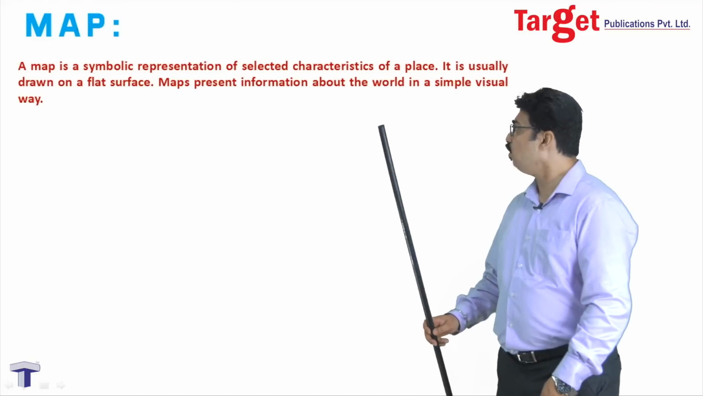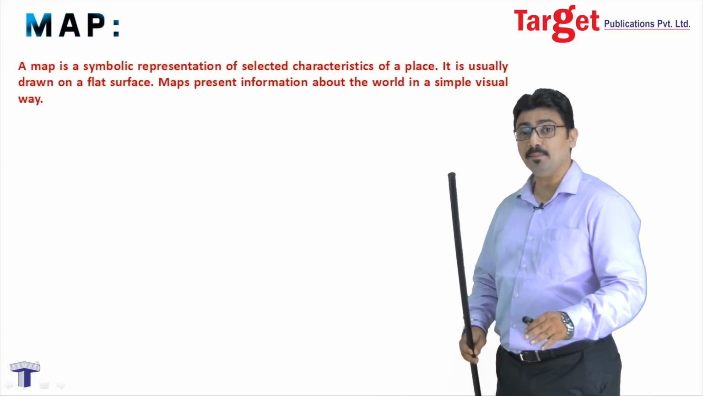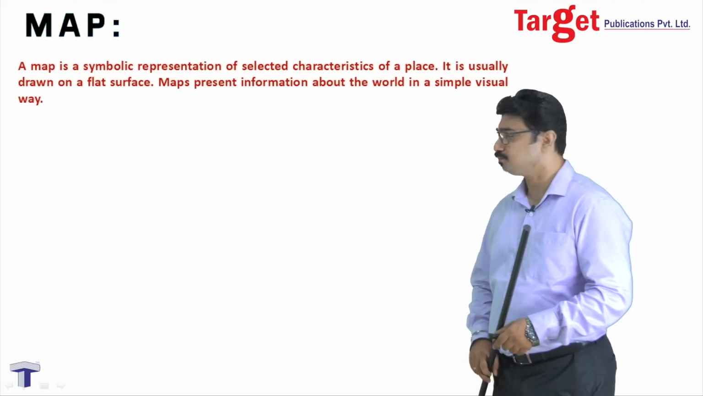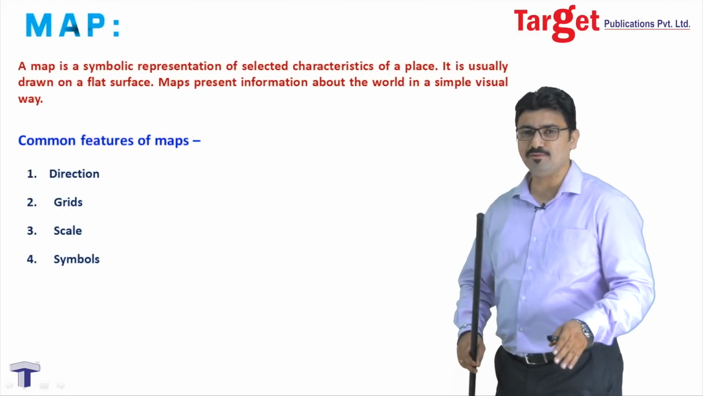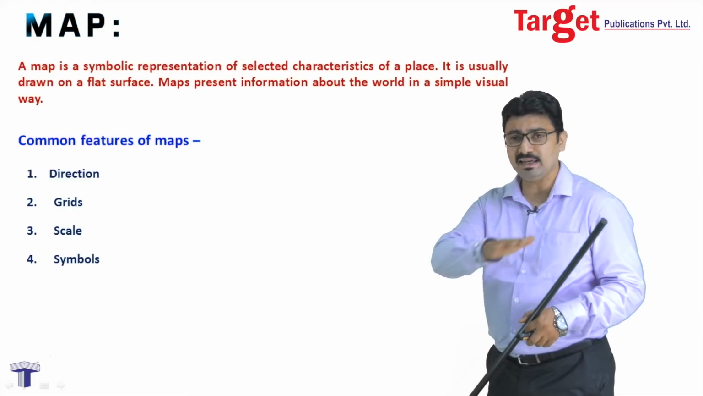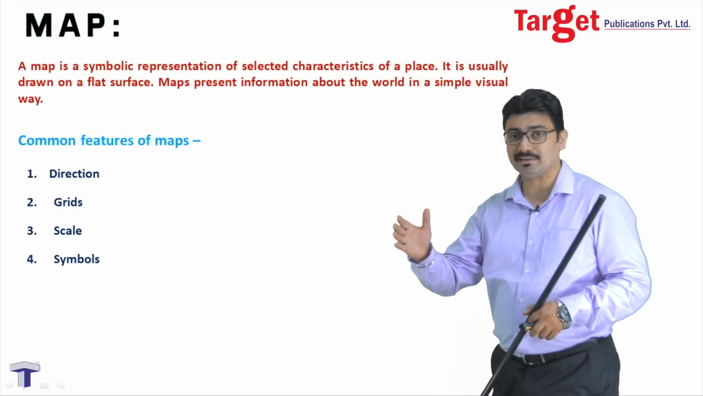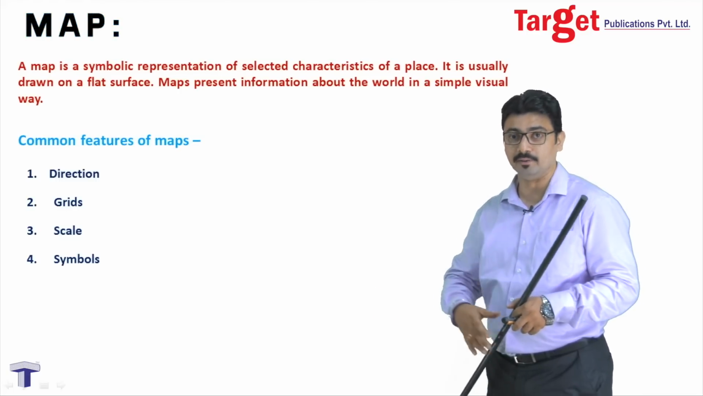A map is a symbolic representation of selected characteristics of a particular region, drawn on a flat surface. Maps can represent various information about that region or place, right? So maps are basically flat surface representations of an entire region, be it a country, a state, a continent, or the world, right?